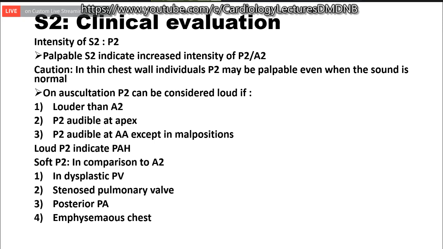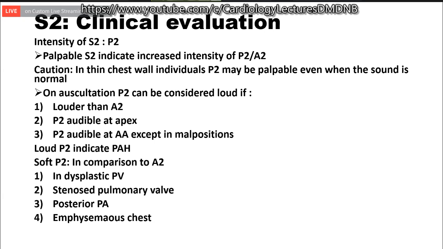P2 audible at the aortic area, except in malpositions, also indicates that P2 is louder. Sometimes in dextroposition, the pulmonary area may come under the right second intercostal space, so the audibility of P2 there may not have any bearing on the loudness of the second heart sound. So in a patient where P2 is audible in the aortic area and there is no cardiac malposition, it makes you suspect that P2 is loud.